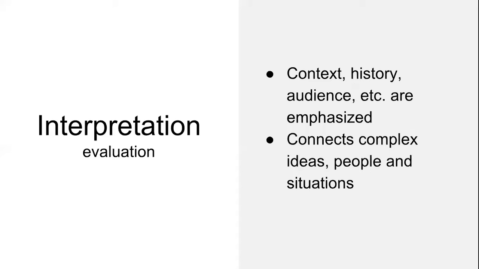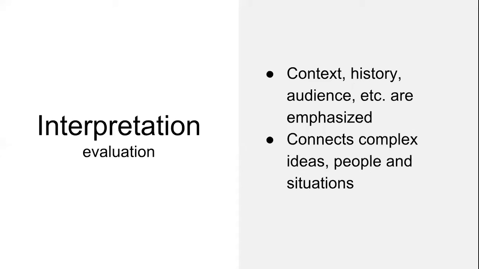Another one of the 6 facets of understanding is interpretation. So these are things like requiring context, history, audience, right? Those are things that you want to emphasize and have students think through when they're doing interpretation. And you tend to want to connect complex ideas, people, and situations together.